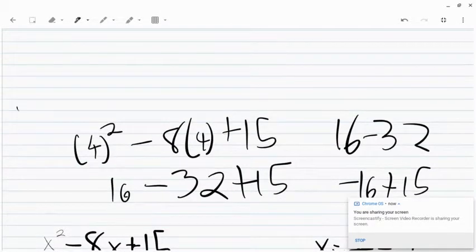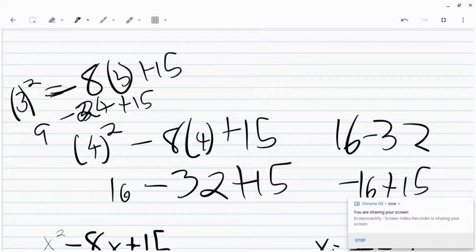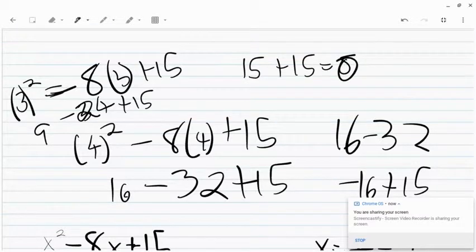So 3 squared, I'm sorry, minus 8 times 3 plus 15. So 3 squared, 9 minus 24 plus 15. So 9 minus 24 is negative 15, plus 15 equals 0. Oh, 0. Sorry again.